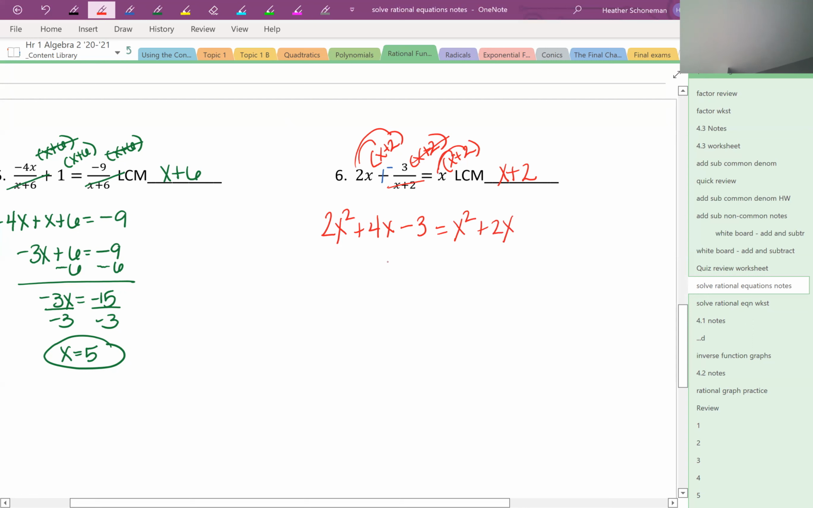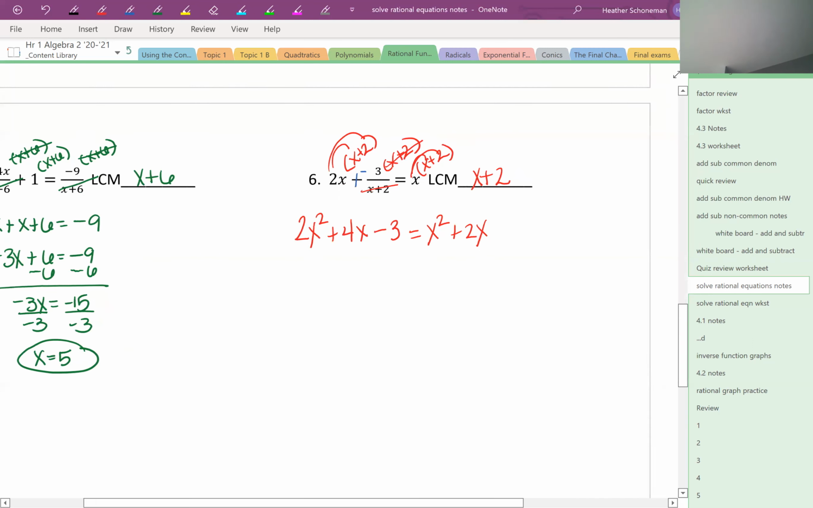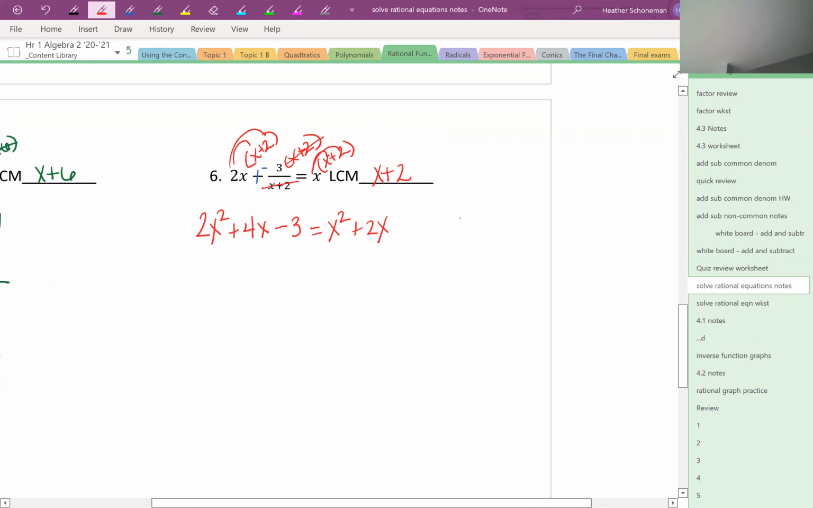Now, what makes 6 different than the other ones we've had? The other ones were all linear. But if you notice, 6 has an x squared, which makes it quadratic. And to solve a quadratic, you first have to set it equal to 0. Second, you're going to factor. And third, you're going to write equations and solve.